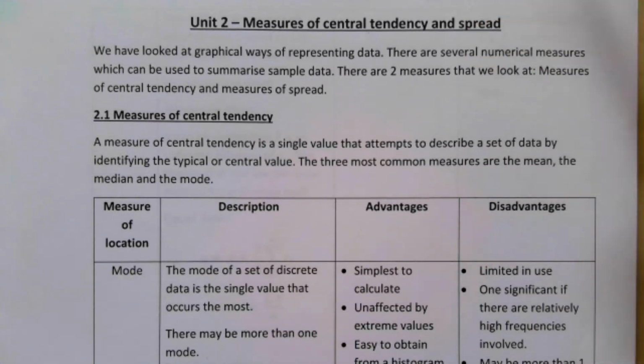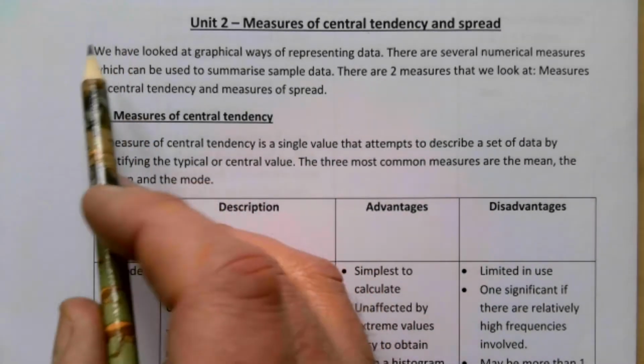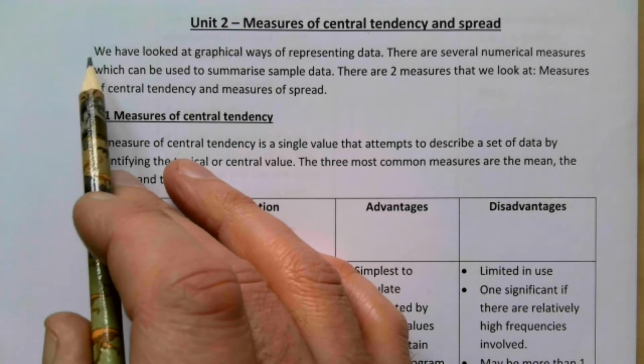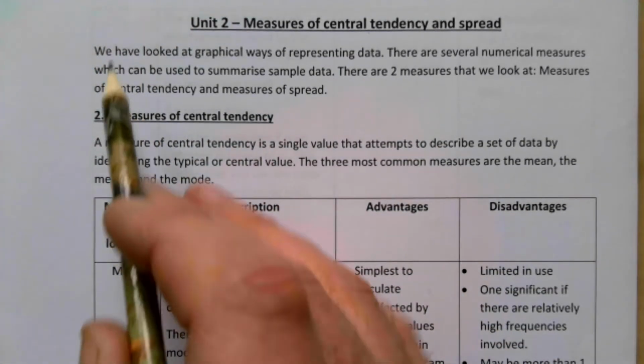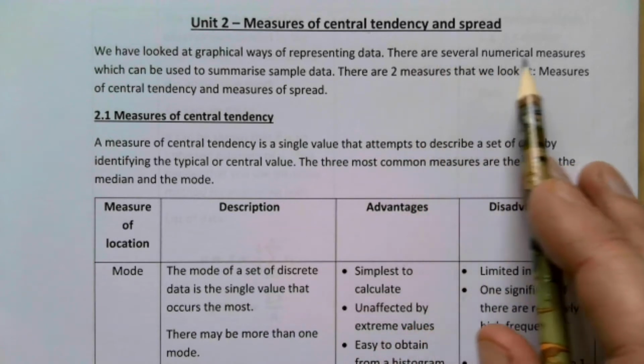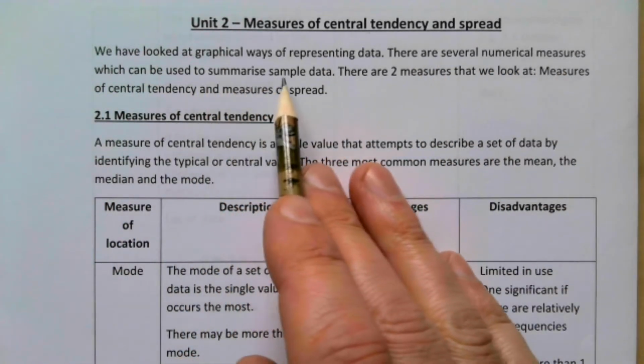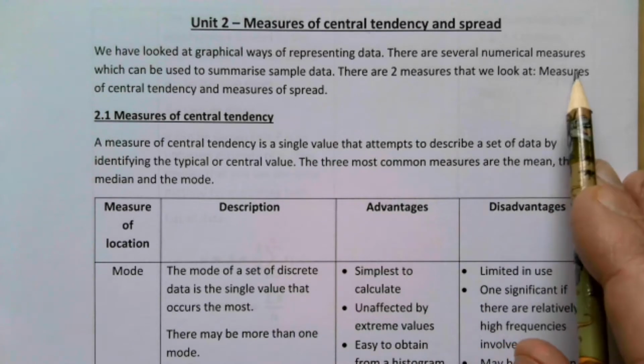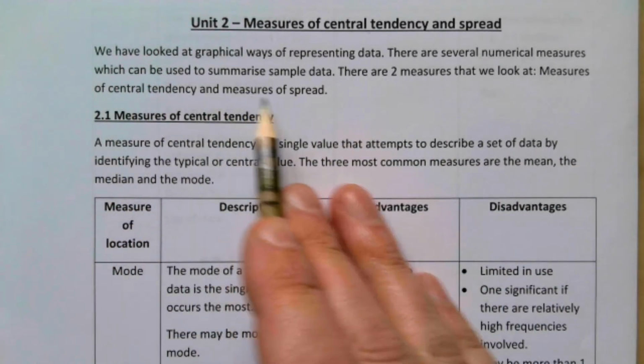which is by far and away the best way of measuring how spread out things are, although it's complicated to do. So let's look at measures of central tendency first of all. Reasonably straightforward despite all this here. We've looked at graphical ways of representing data. There are several numerical measures we can use to summarize sample data. There are two measures we look at, measures of central tendency and measures of spread.